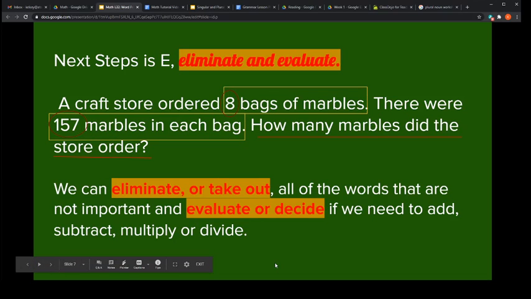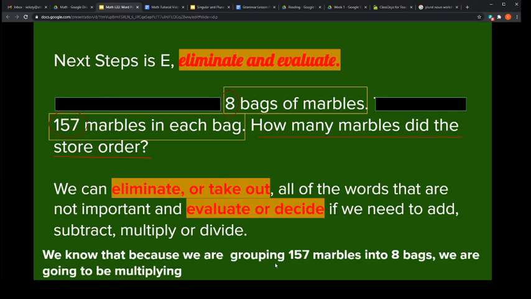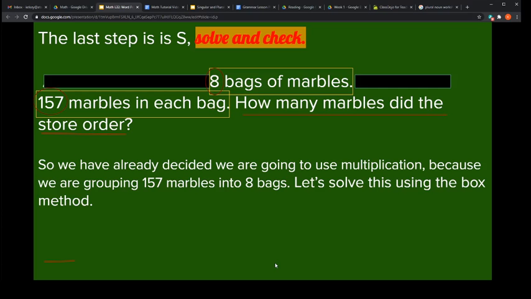The next step is E. Eliminate and evaluate. We can eliminate or take out all of the words that are not important and evaluate or decide if we need to add, subtract, multiply, or divide. We know that because we are grouping 157 marbles into 8 bags, we are going to be multiplying.